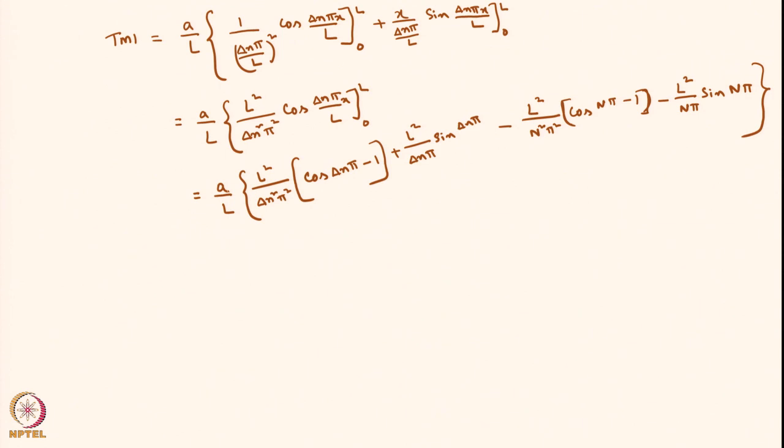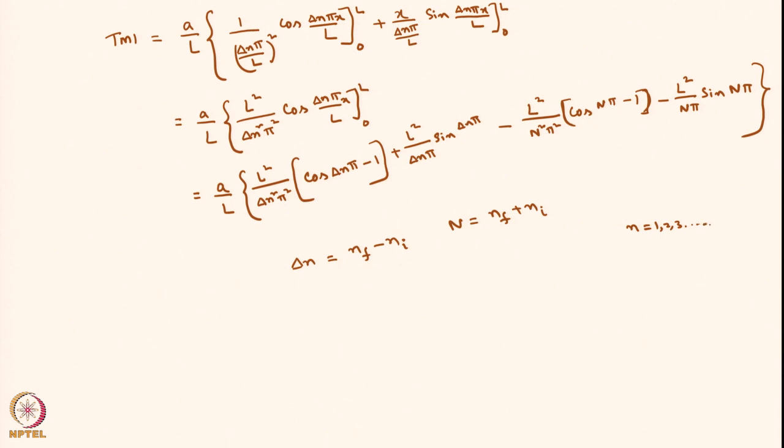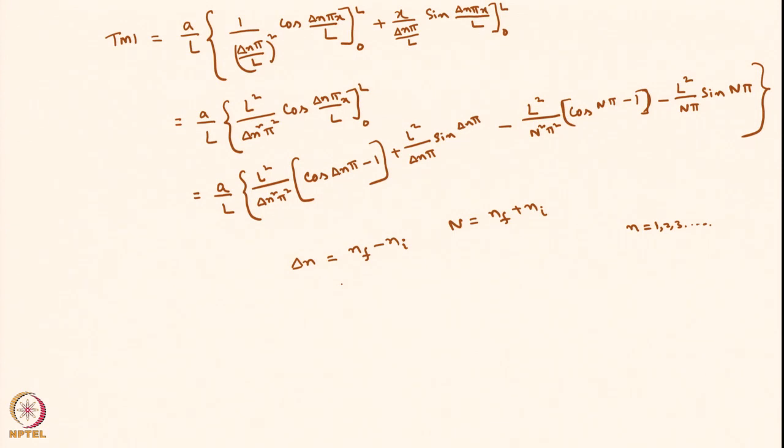Now, you can see that there are two factors. One is delta N, that is nothing but NF minus Ni, and the other is capital N, that is nothing but NF plus Ni. Now, if you take any two quantum numbers, because in the case of a particle in a box, N can only take values of 1, 2, 3, etcetera, positive integers, NF minus Ni can be either odd or even.